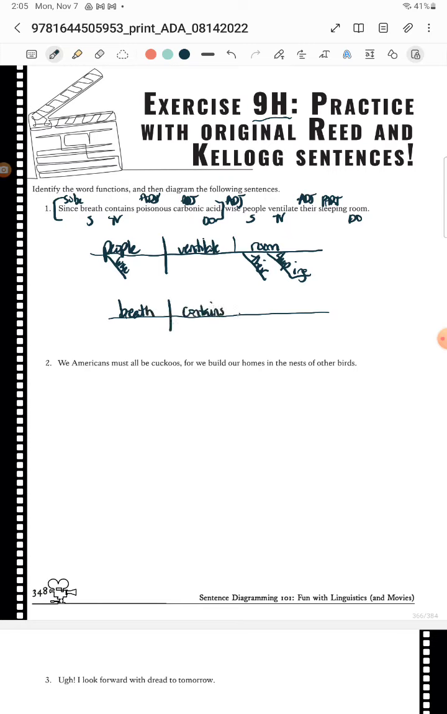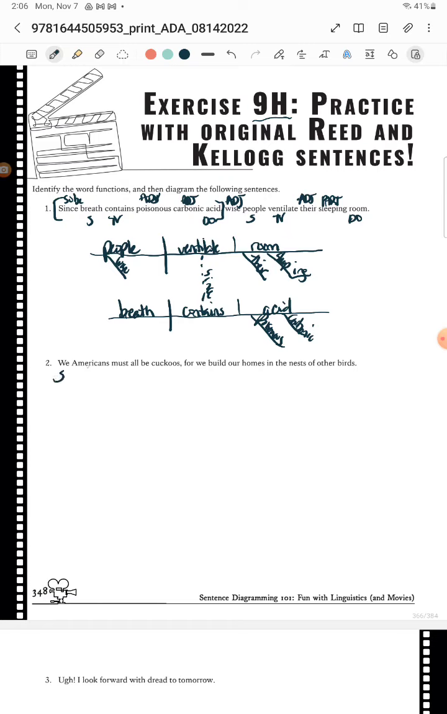Breath contains acid. This feels like a sci-fi movie. All right, poisonous, carbonic, fancy. And then since, okay, so medicine has certainly come a long way. But we have a complex sentence, right? We put the independent clause on top, dependent clause on the bottom, connected verb to verb, because it's an adverb clause. Tells me why. Why would you ventilate your room? Because your breath contains acid.